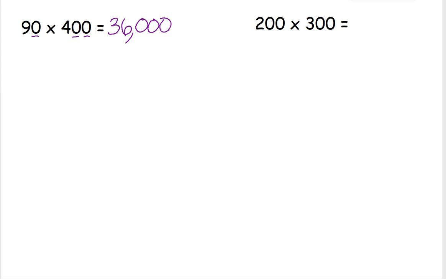Okay, what about 200 times 300? Well, I'm going to do 2 times 3, which is 6, and then I need to add 4 zeros after it. So 200 times 300 is 60,000. Okay, so that's how we multiply numbers that are multiples of 10, 100, and 1,000 in a really quick, easy way. Thanks for watching.